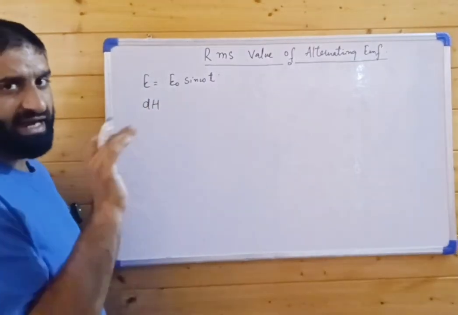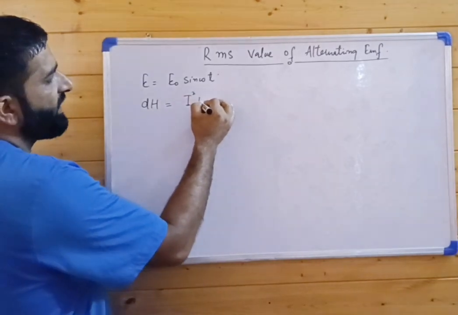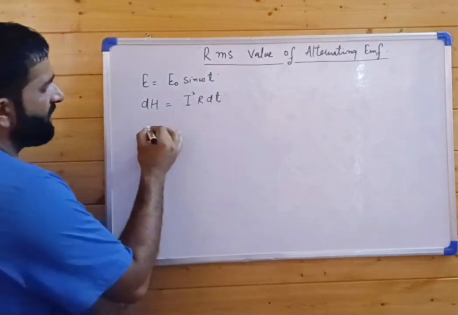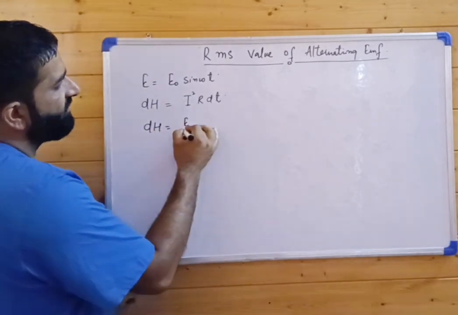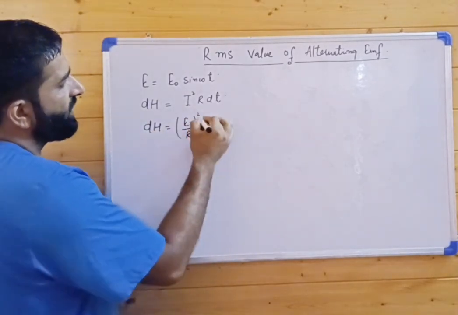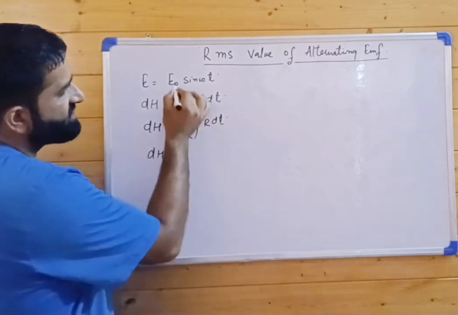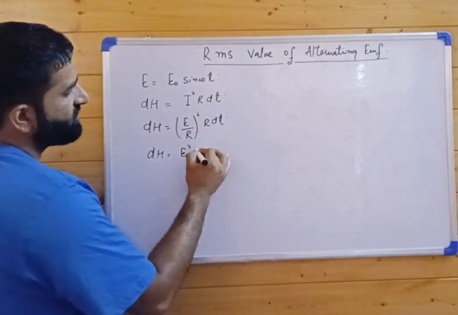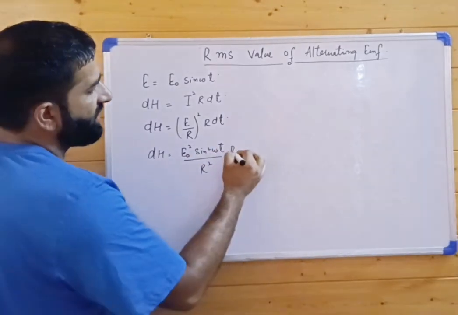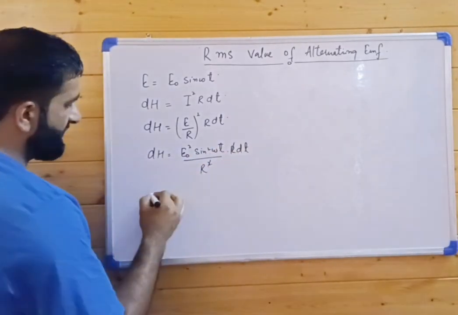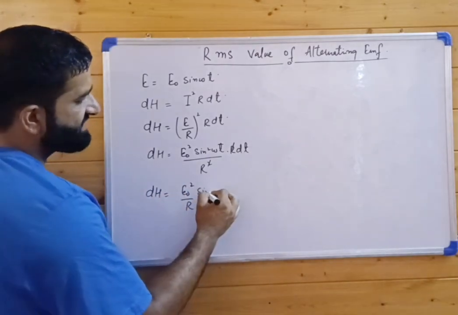dt, for which we can take that AC as constant, dH is equal to I square R dt. Now, taking I equal to E divided by R, we have dH equal to E divided by R whole square into R dt. Taking E equal to E0 sine omega t, that is E0 square sine square omega t divided by R square into R dt. One R gets cancelled out, so we have dH is equal to E0 square divided by R sine square omega t dt.